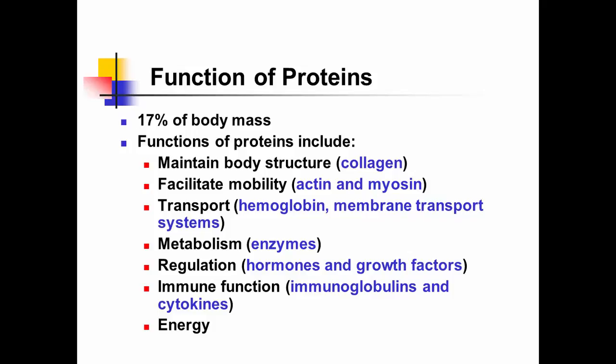A lot of enzymes involved in the different metabolic pathways are also proteins, and regulation. Proteins are involved in very important regulation of metabolic pathways. For example, hormones and growth factors are all proteins. Also immune function, like immunoglobulins and cytokines, are all proteins. And protein amino acids can also be used to produce energy, right? So protein has a lot of very important biological functions.